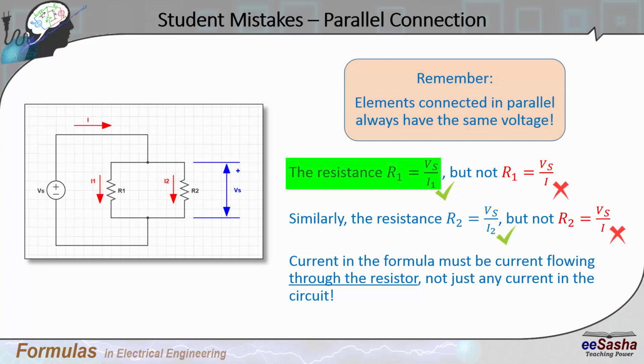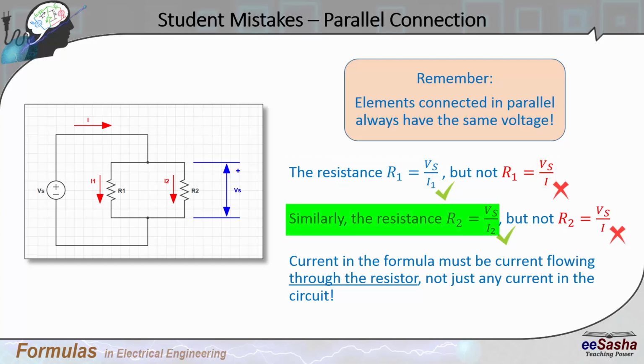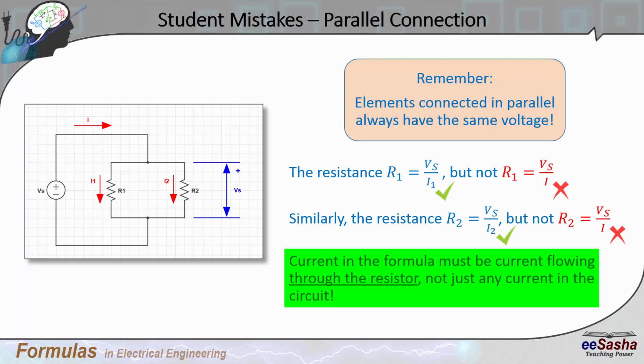Thus the resistance R1 is Vs divided by I1, but not Vs divided by I. Similarly, the resistance R2 is Vs divided by I2. So we cannot calculate R2 as Vs over I. Thus the current that we use in this formula must be the current flowing through the resistor, not just an arbitrary current in the circuit.